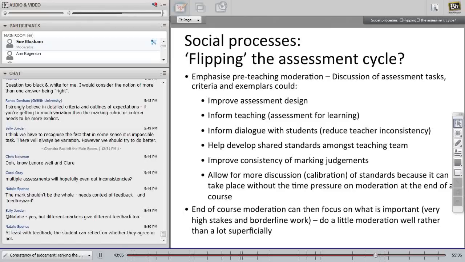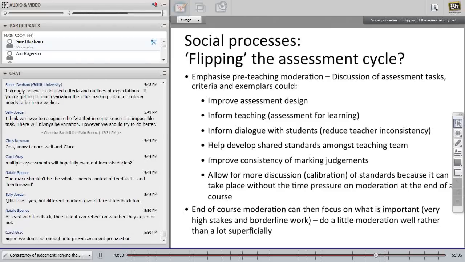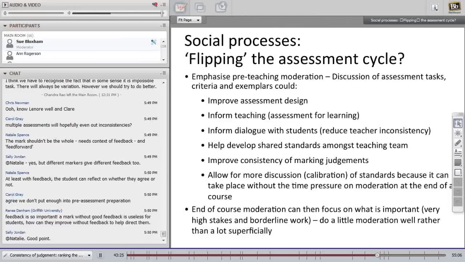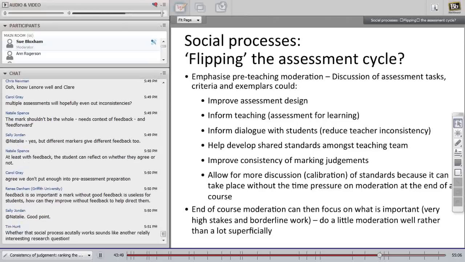Also, there is the opportunity, that kind of social process that we think allows for the development of shared standards amongst the teaching team, and therefore improves consistency of marking judgments. I have to say, we'll come on to examples of that. There is some emerging research showing that it is that social process of talking about standards amongst academics that can go some way to improving consistency in a way that published criteria don't do. And if we were to do it that way round, then at the end of the course, the moderation could just focus on really important things, the very high stakes items, the very borderline work, and do that well, rather than try to moderate everything.